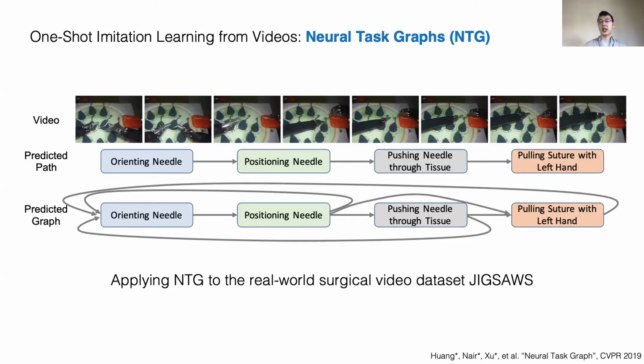And we also show that our NTG model can be applied to real-world video datasets. So here is one example of using the NTG model on a real-world surgical robotic dataset called JIGSAWS. And we show that our model is able to predict the task sequences from a single video and use the task graph generator to complete the graph by predicting the missing edges from the path.